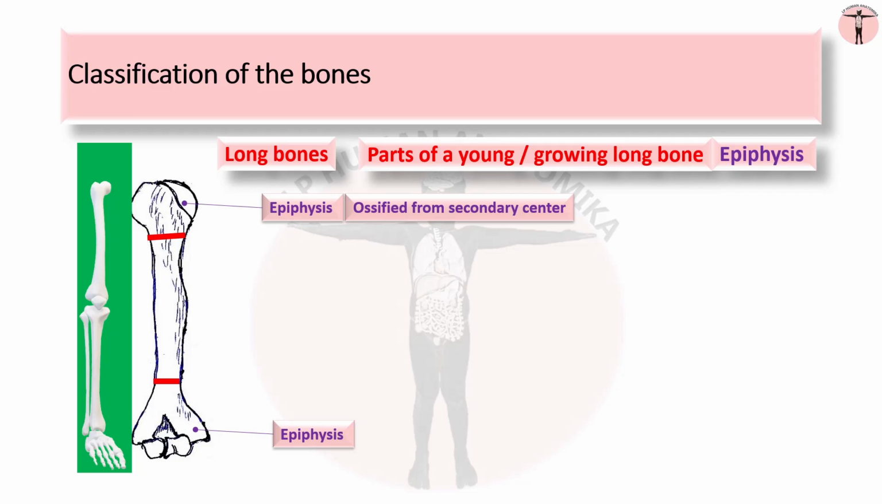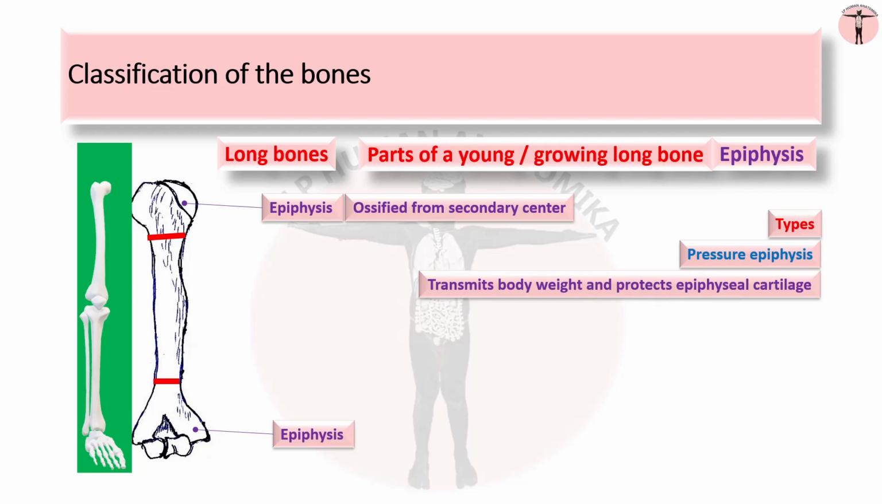Epiphysis is of 3 basic types: pressure epiphysis, traction epiphysis, atavistic epiphysis. But sometimes a 4th type, aberrant epiphysis, may also be present. Looking into them one by one, pressure epiphysis develops due to articulation and transmission of weight. It transmits the body weight and protects the epiphyseal cartilage.